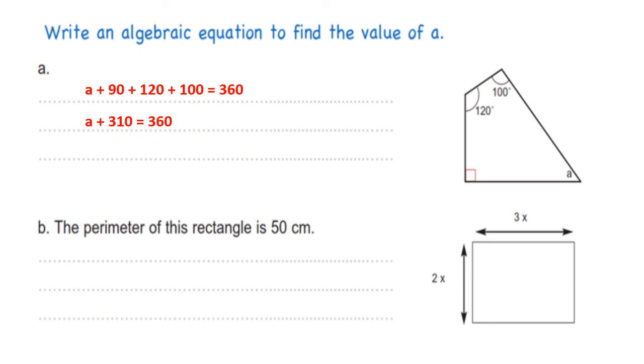So a plus 310 is equal to 360. So you ask yourself, what's the number you added to 310 to get 360? So it's 50. So a equals 50.